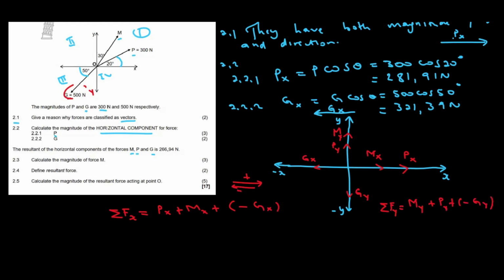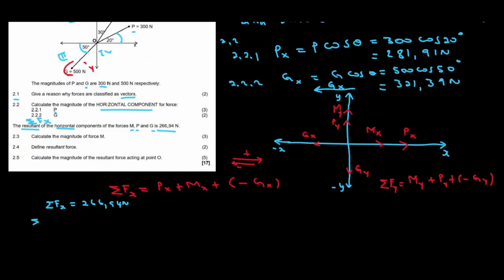So now in this problem, they've said the magnitude of the horizontal component, I mean, I need to read here. The resultant of the horizontal components, the resultant. So what do they mean by the resultant? The sum of forces in the horizontal direction. This is the sum of forces in X. Okay, is 266.94. So it means the sum of forces in X is 266.94 newtons.